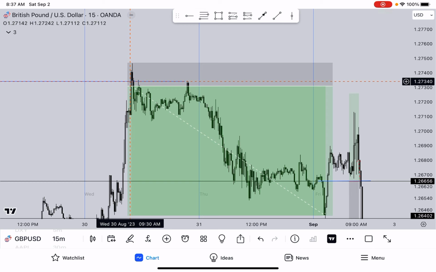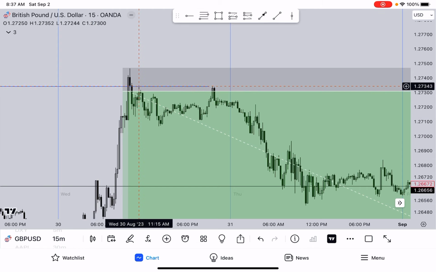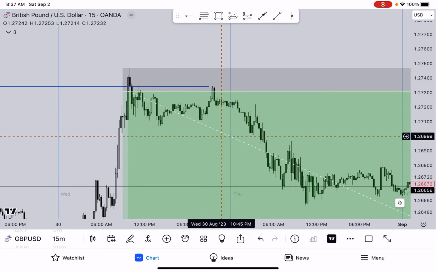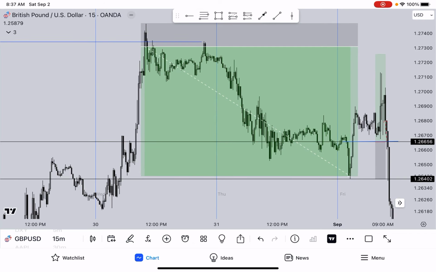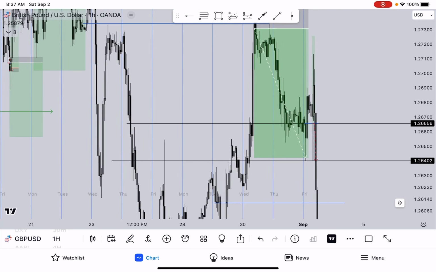Let's just see. This is Wednesday, New York session. So price came into it, rejected, came back to that order block, pushed down, somewhat of a fair value gap. Price came back up. We got the last tap, market sells off. I was aiming for a 1 hour order block.